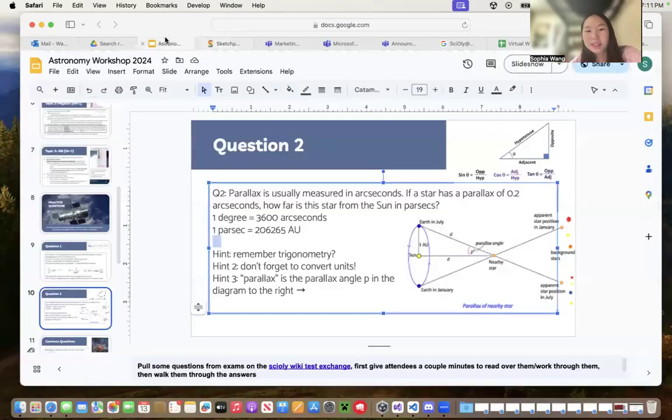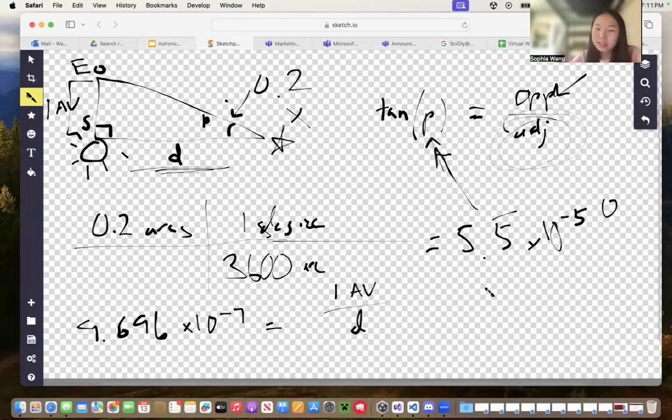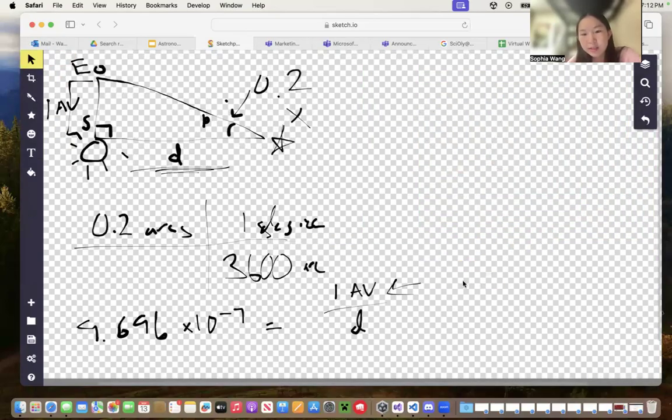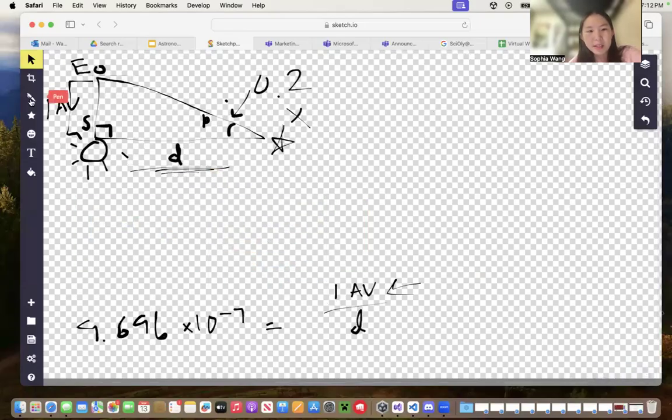But we want our distance in parsecs. Note, how far is the star from the sun in parsecs? So we're gonna need to convert this AU in the top part to parsecs so that everything's in the same unit. I'm gonna get rid of this, and this. I'll keep the diagram for now. I think it's helpful.